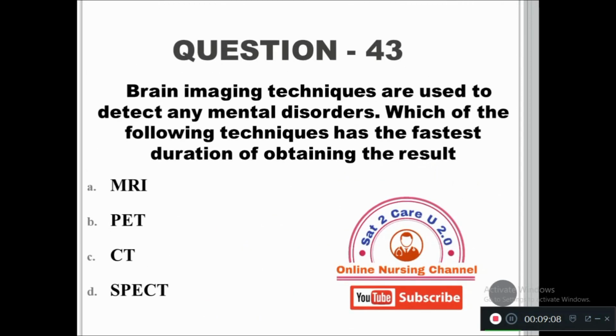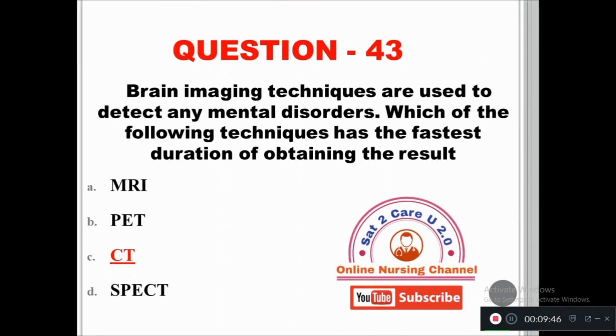Question number 43. Brain imaging techniques are used to detect any mental disorders. Which of the following techniques has the fastest duration of obtaining the result? Option A, MRI scan. B, PET. C, CT scan. D, SPECT, single photon emission computed tomography. So which clinical investigation has the fastest duration of obtaining the result? The right answer is CT scan.